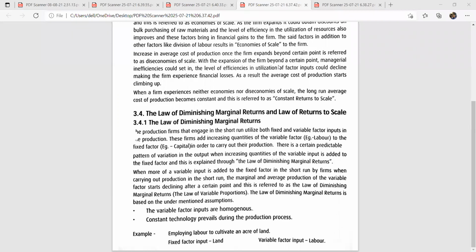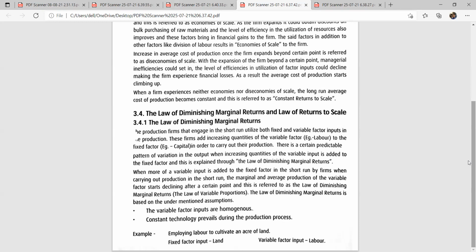We will concentrate today on the law of diminishing marginal returns and the law of returns to scale. These are two principles involved in the production process. The production process is classified into two: short run and long run.